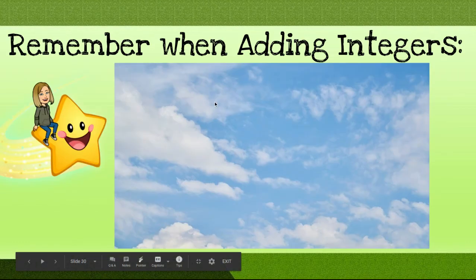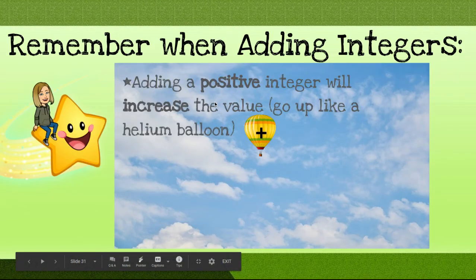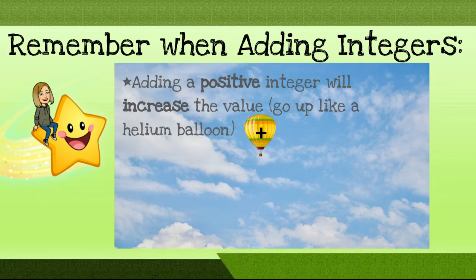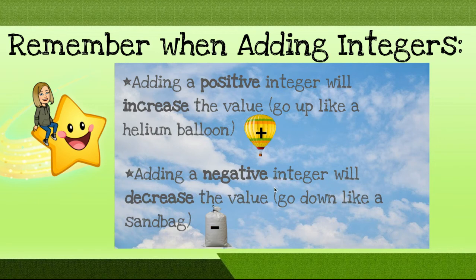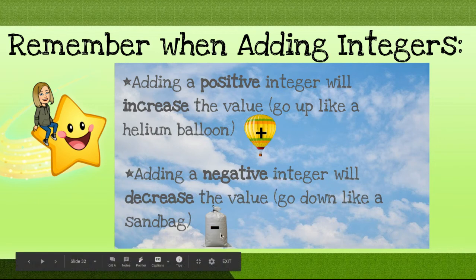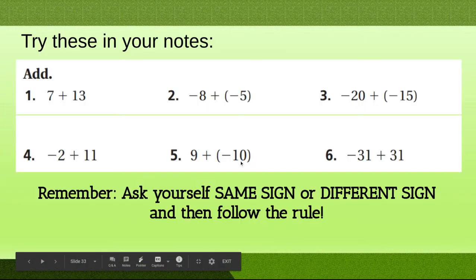Okay, so remember when we're adding integers, when you're adding a positive integer, it's going to increase the value. It's going to go up like a helium balloon, right, with this positive. But if you're adding a negative number, it's going to decrease the value. It's going to go down like a sandbag, and that's our negative, kind of holding that balloon down. Just to kind of get an idea of what's happening there.